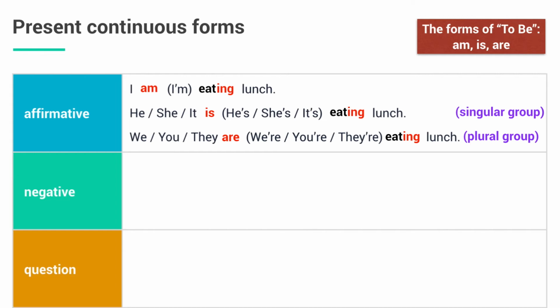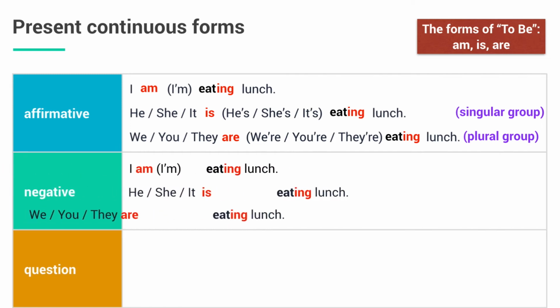Next, if you'd like to switch a sentence from its affirmative form to negative form, it's also quite simple. Let me show you how to do it. First, you just need to write the sentences exactly the same as in their affirmative form. In this case, we have I am eating lunch. He, she, it is eating lunch. And we, you, they are eating lunch. Then, you just simply add the word not right after the verb to be.